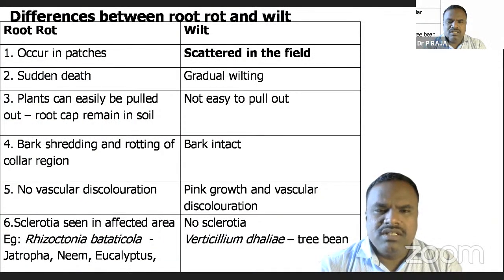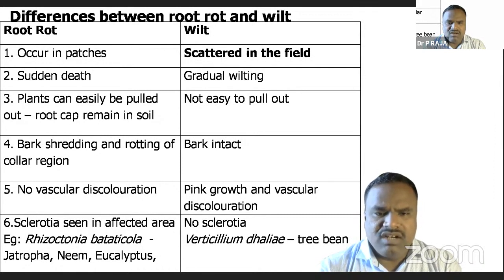Now look at this, the difference. We can differentiate between root rot and wilt. Root rot occurs in patches, whereas in a scattered field, it is wilt. Sudden death occurs in the case of root rot because of the massive blockage of water and nutrient movement, and thereby the plants will die. Here, they die gradually. So it's a slow progress of the pathogen on the vascular tissues. And the plants can be easily pulled out in the case of root rot, whereas in wilt they are not easily pulled out, it is more intact.